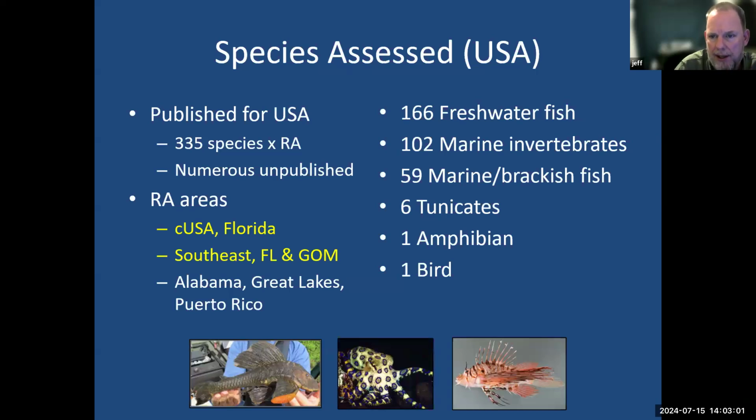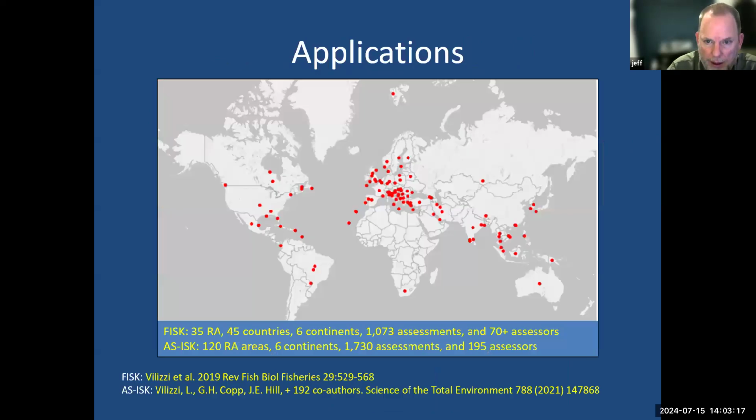Mostly freshwater fish, then marine inverts, and then marine fish, one brackish fish, and a few others. This has really expanded since we've been doing more. There's a lot of reports, things that are not published. These are all published. So we're trying to pick up that backlog a little bit.